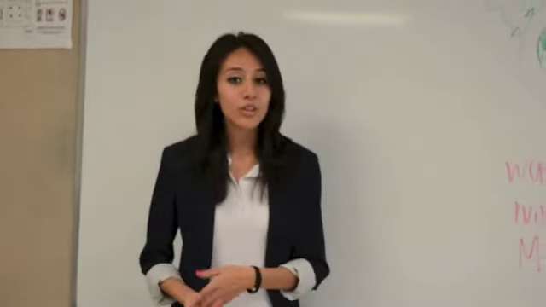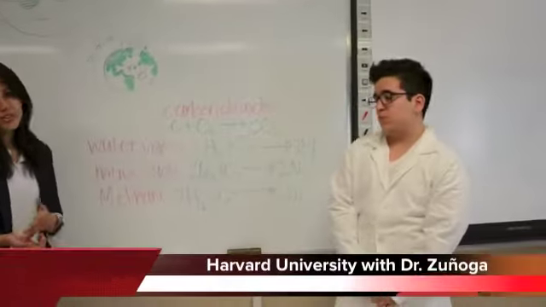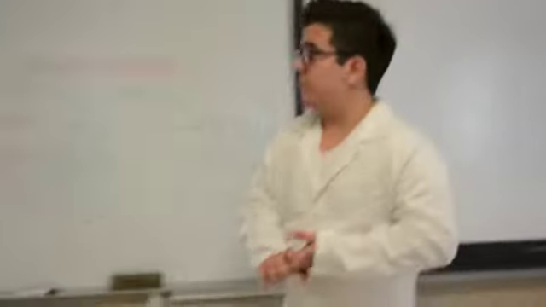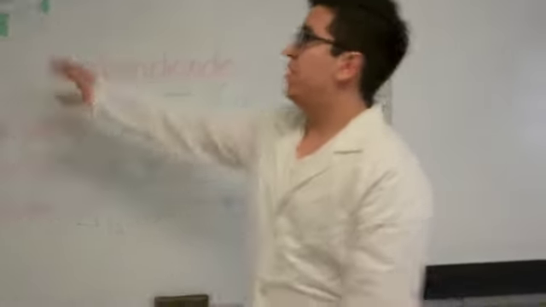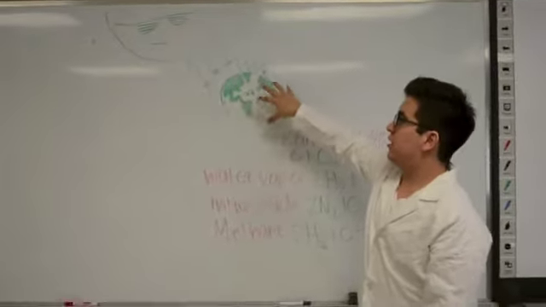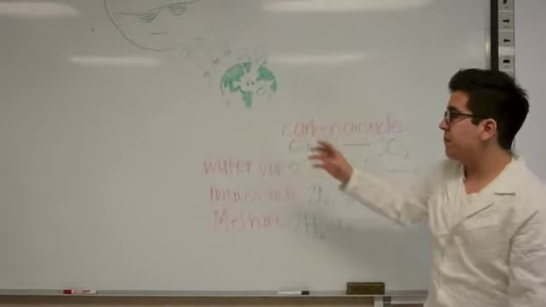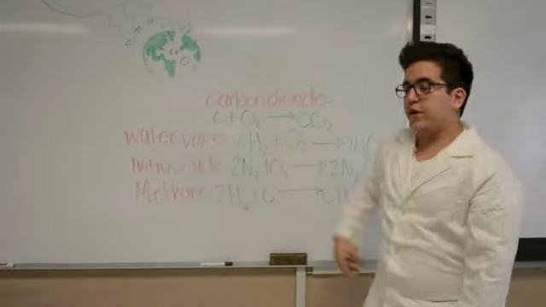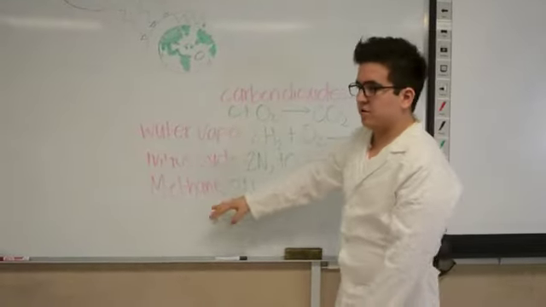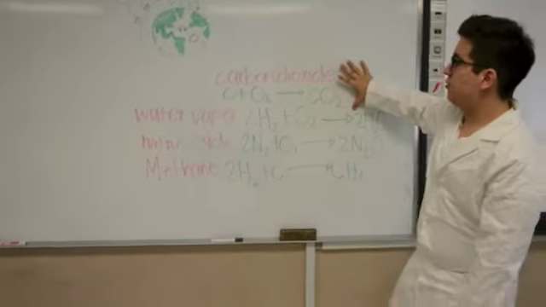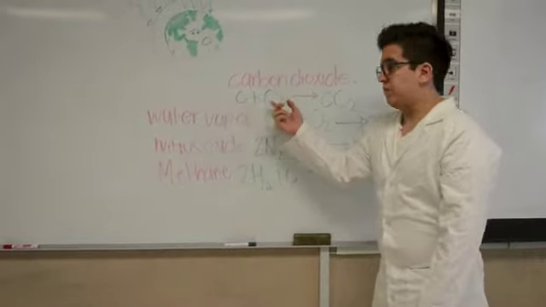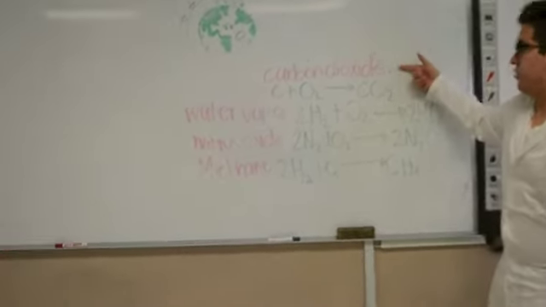So here we are with Dr. Zuniga, who's going to explain to us about the greenhouse gases. Good morning, Frida. Good morning. Well, as Frida said, global warming is caused by the greenhouse gases that are in the atmosphere and trap the energy from the sun, causing an increase of temperature on the earth. The most common greenhouse gases are carbon dioxide, water vapor, nitrous oxide, and methane. The most common, and the one we all know, is carbon dioxide, which is formed with carbon and oxygen, forming CO2.